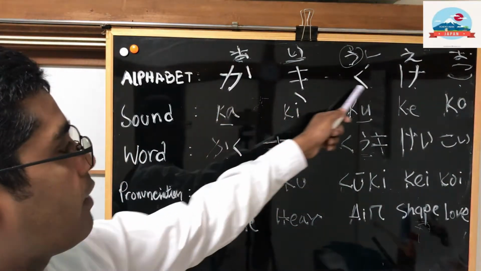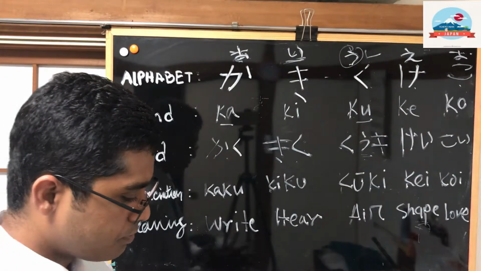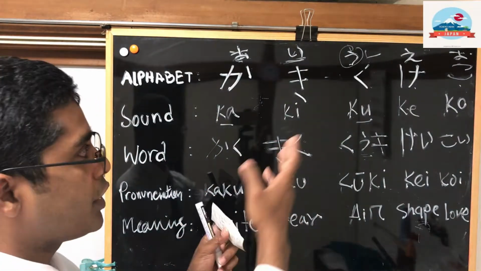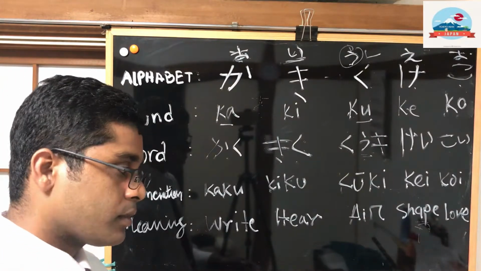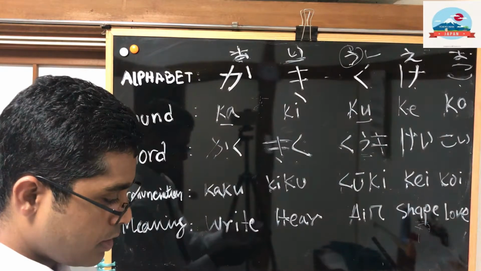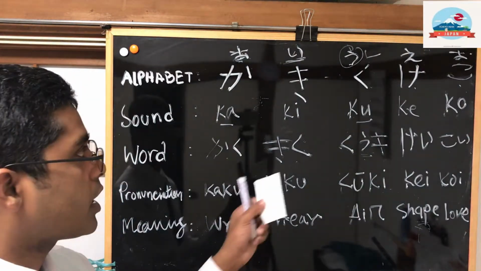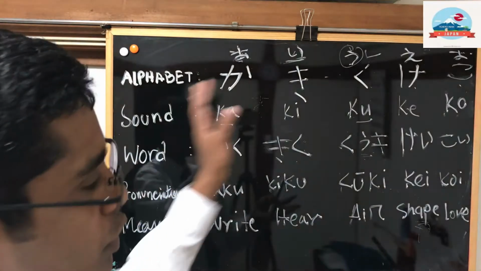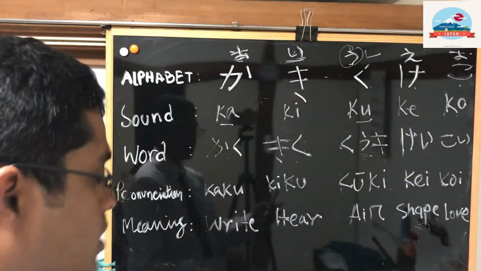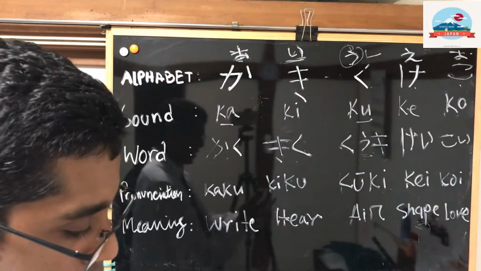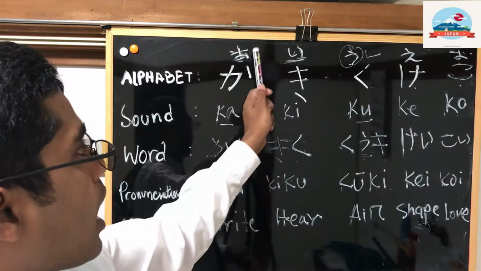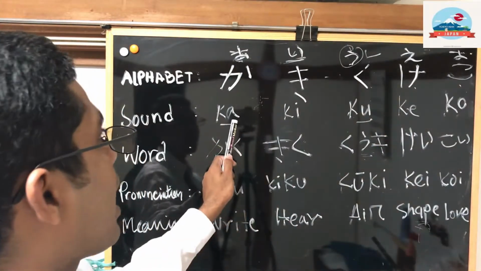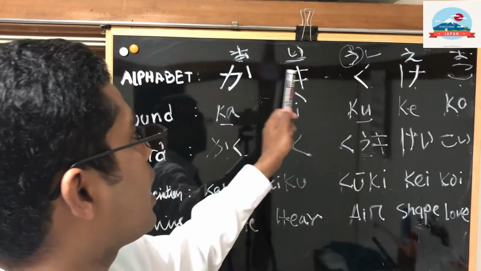Try to memorize these five alphabet by making flashcards. Make flashcards like this size. You write this ka, then ki, then ku, and when you are free, just see them one by one: ka, ki, ku. That's enough. You need no more study, no more time. Just by making a flashcard, you see the card and memorize.